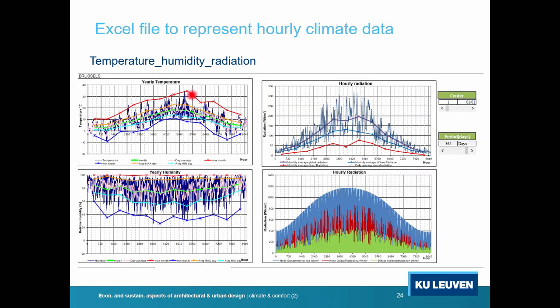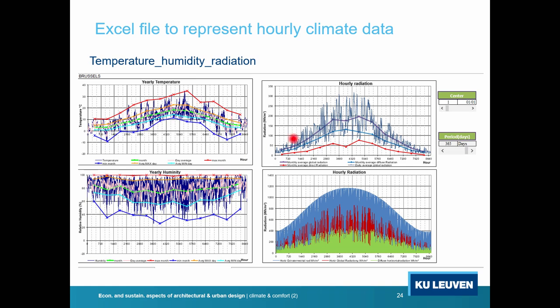First of all, we have this yearly temperature, which is a completely different picture in Brussels than you saw before where it was for Cuba. Then you have the humidity, the same figure. So we have hourly data, and the program automatically calculates the mean values, which you can then compare with the first values you already derived in the previous session.